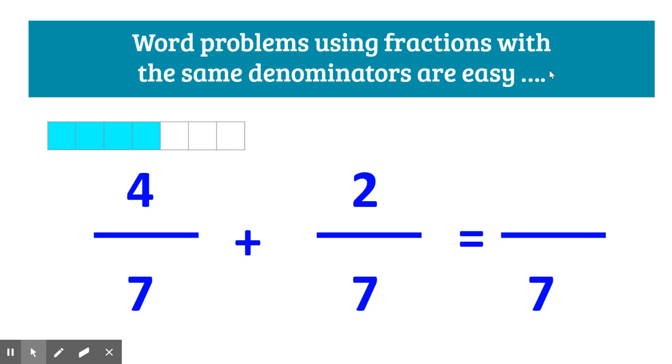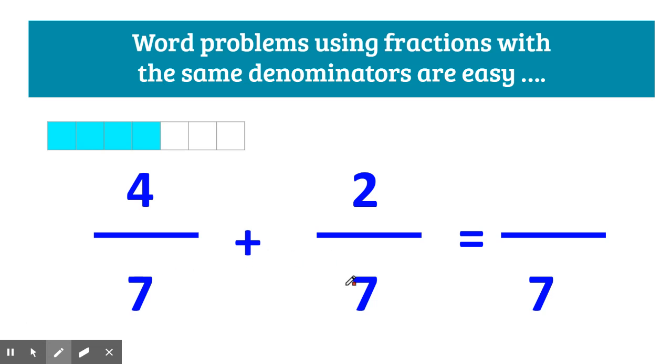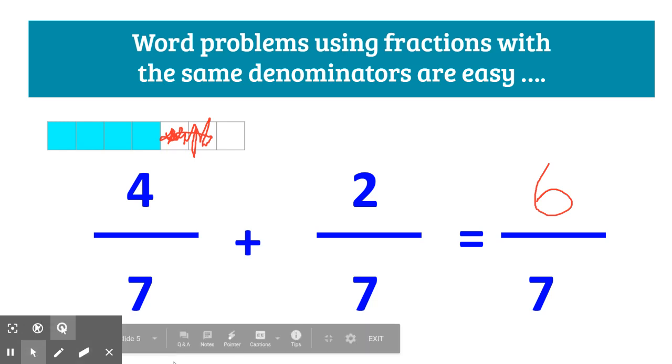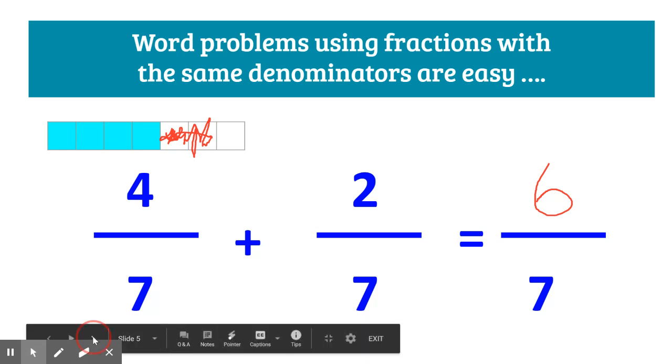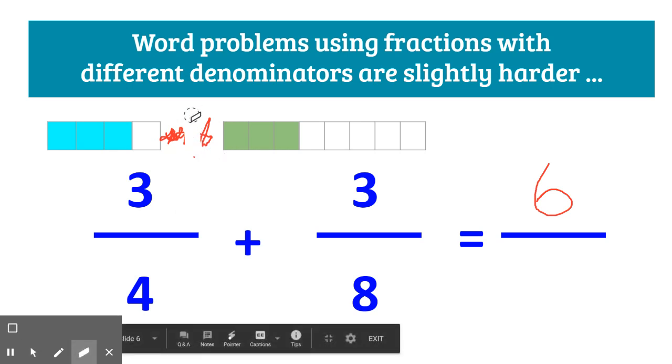Right. When we're doing word problems using fractions with the same denominator, these ones are easy. Okay, so down the bottom, we can have 4 out of 7, easy, and then we colour in another 2 out of 7. Sorry about my dodgy colouring in, but we will find that now we have 6 out of 7 coloured in. Okay, now that was easy. When the number at the bottom is the same, you just add together the numbers at the top, and it's super easy. Okay, but when the numbers at the bottom are different, well, that is a different story.